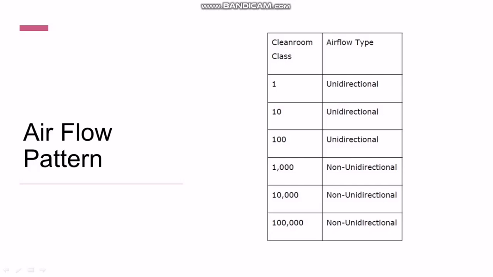You have analyzed your clean room class. Like for class 1, it needs unidirectional flow, so you have to provide laminar flow to this area. It is the same for 10 and 100, but in class 1000 you just need non-unidirectional flow, and the same for 10,000. So just analyze your area and get what you want.